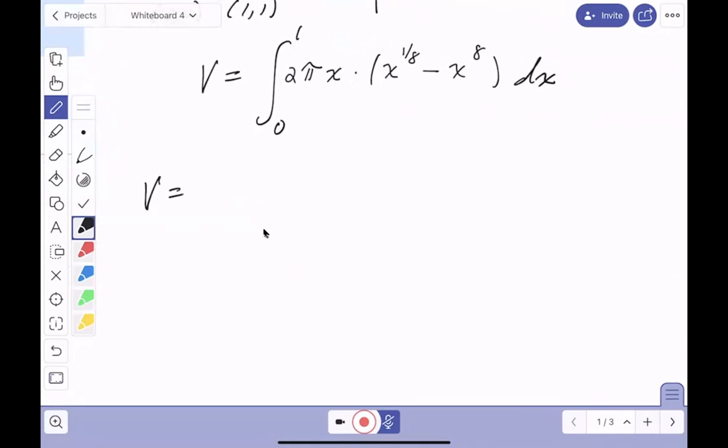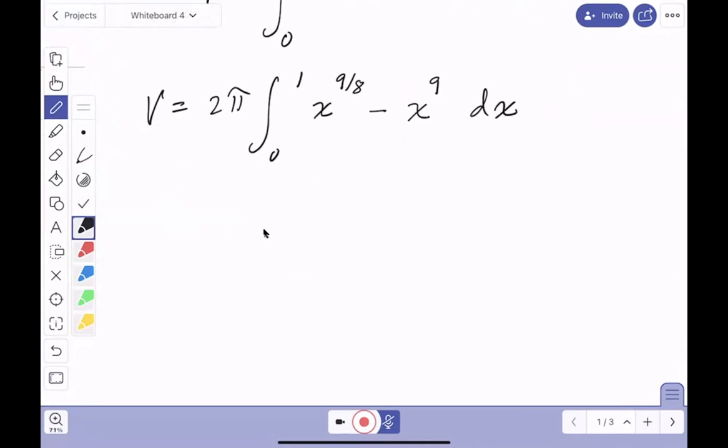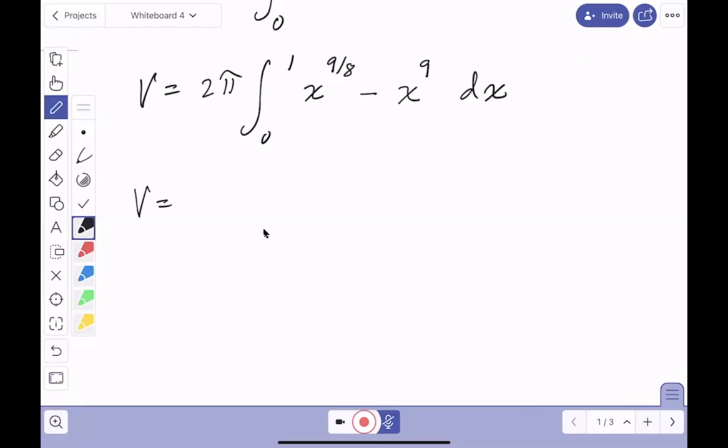V equals 2 pi, 0 to 1. We'll look at the answer key later. It's going to be x. I'm going to multiply it out because it's easier for me to do the antiderivative. And that's going to be, let's see, 9/8 minus, well, that's going to be x to the 9, right? dx. I'm going to integrate. Again, we'll look at the key later. It's going to be an easy integration problem.